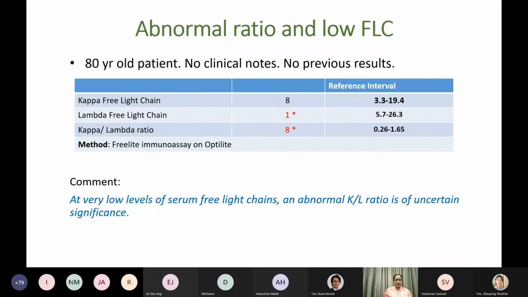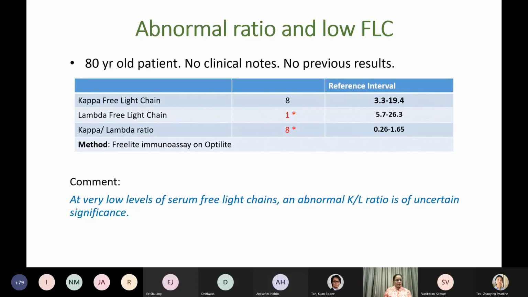This is an 80-year-old patient, no clinical notes, and we didn't have any previous results for this patient. This was the first presentation to us, which is not uncommon, especially in Victoria, because sometimes we get treated myeloma patients once they are discharged from our main myeloma centers. As you can see, kappa free light chain concentration was 8 milligram per liter with very low lambda free light chain, and because of that, the kappa lambda ratio is abnormal.